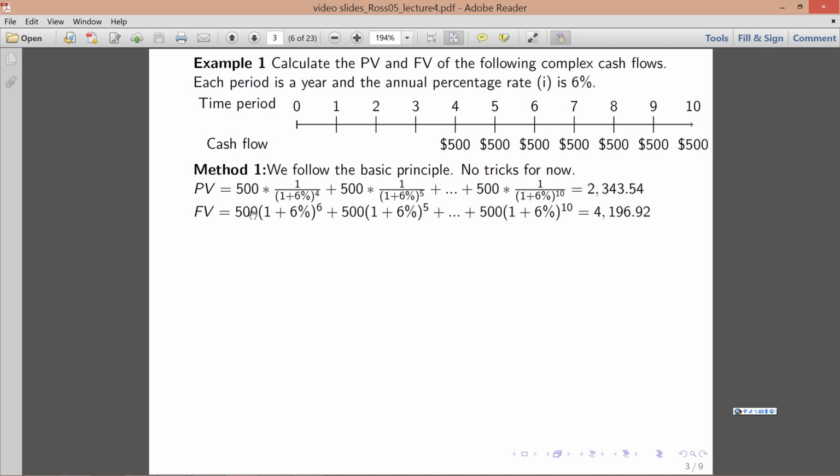Now, for future value, we're going to do the same thing. Find the future value of the first cash flow. It goes from time 4 to time 10. In between, there are 6 periods. So that's how many periods this $500 is going to be earning interest. And for the second one, it's going to be earning interest for 5 periods, and so on and so forth. Again, it takes another 7 steps to find the final number, which is the future value.